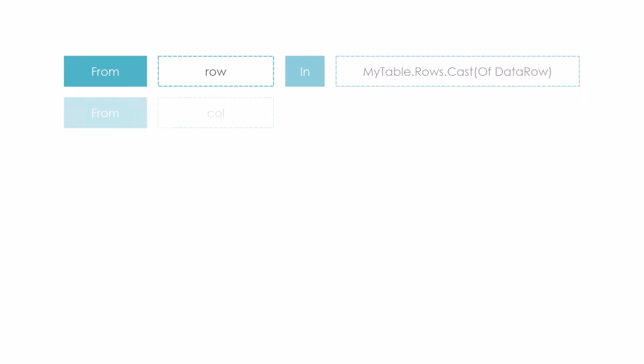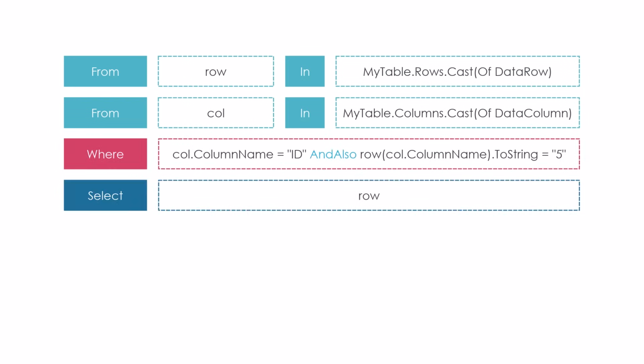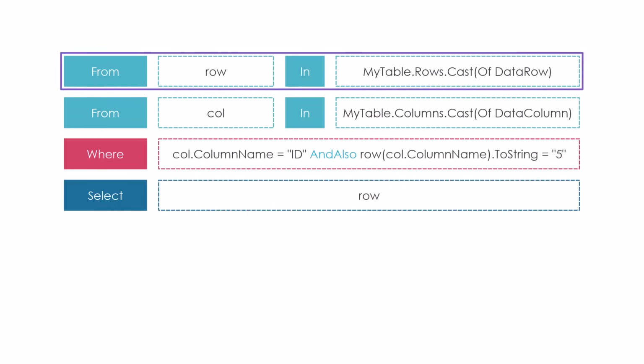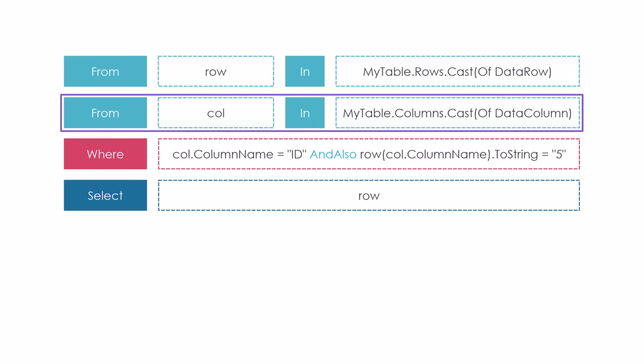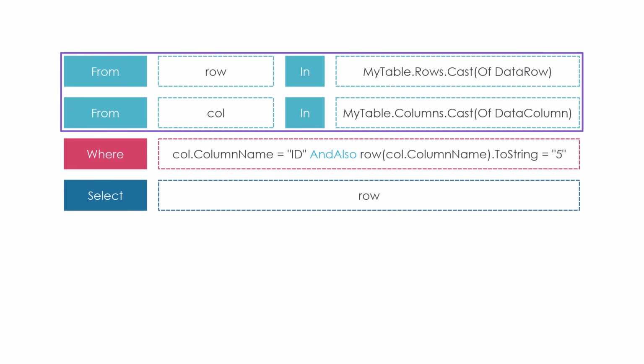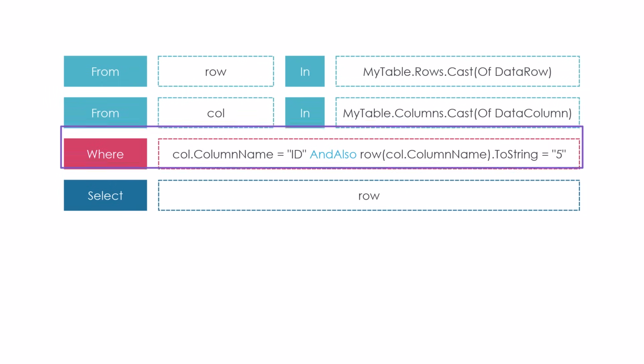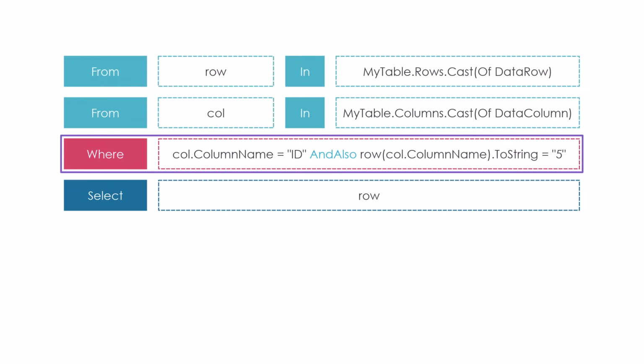Let's see the following query, where I used the from clause twice. The first one is to iterate the rows of the table. This is the main query. Inside this query there is a subquery, where I am iterating the columns of the table. As you see, I used the same statements that I showed you before. In the where clause I used both variables, row and col, to set the predicate to filter the table.